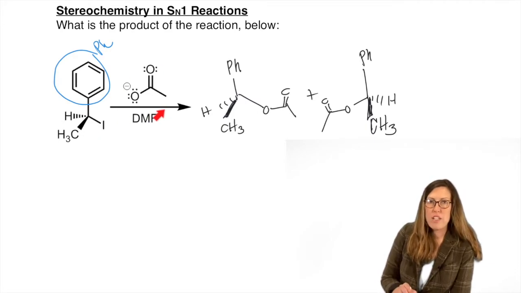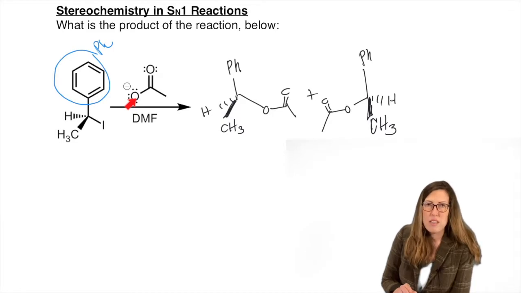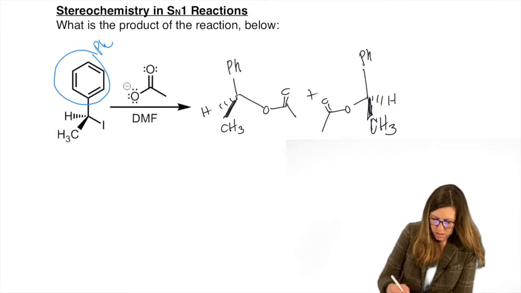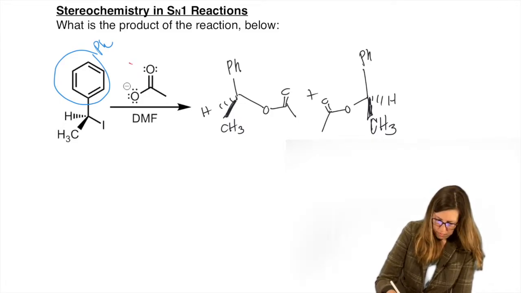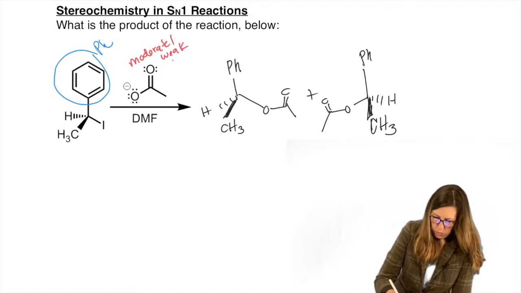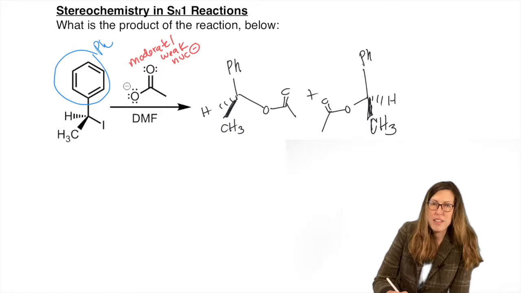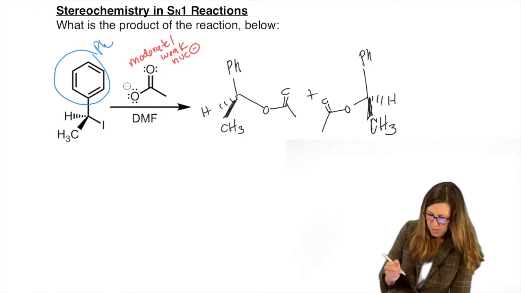Look over the arrow, find your nucleophile. Not the strongest nucleophile, but it doesn't matter. We're in SN1, and SN1 can have a weak nucleophile. So this is a moderate to weak nucleophile. It's a stronger nucleophile than something neutral, but it's a resonance stabilized anion. It's not particularly strong, right?